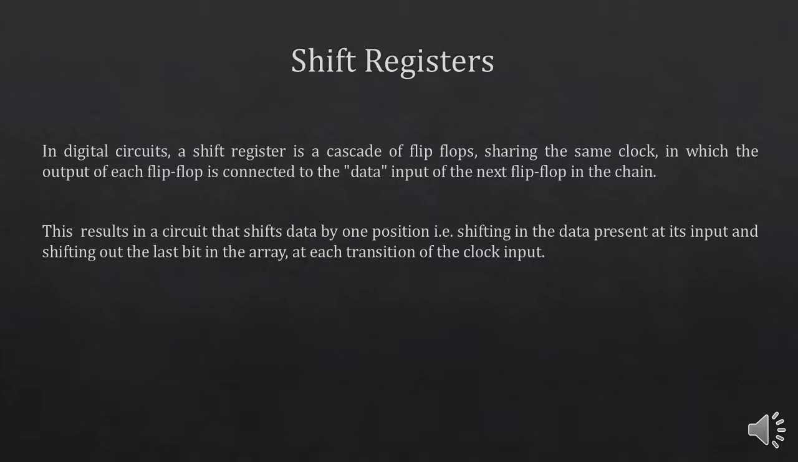What is a shift register? In digital circuits, a shift register is a cascade of flip-flops. It shares the same clock signal and the output of each flip-flop is connected to the data input of the next flip-flop. This results in a circuit that shifts the data by one position, that is shifting the data present at its input and shifting out the last bit in the array at each transition of the clock input.